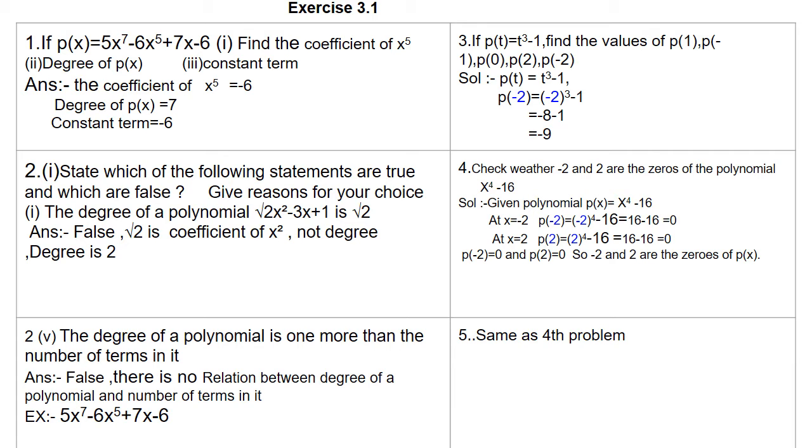At x is equal to 2, p of 2 is equal to 2 to the power of 4 minus 16. This is also 16 minus 16 is equal to 0. Therefore here p of minus 2 is equal to 0 and p of 2 is equal to 0. So minus 2 and 2 are the zeros of p of x.